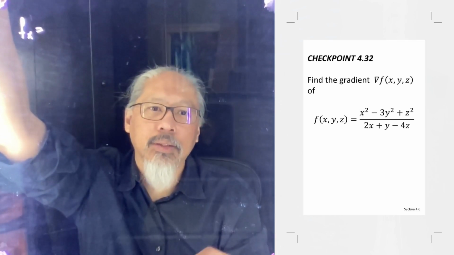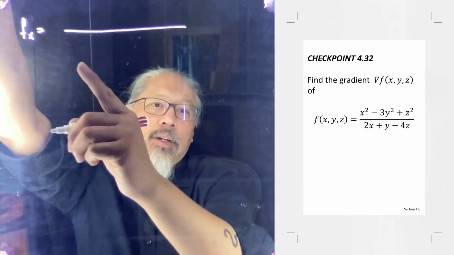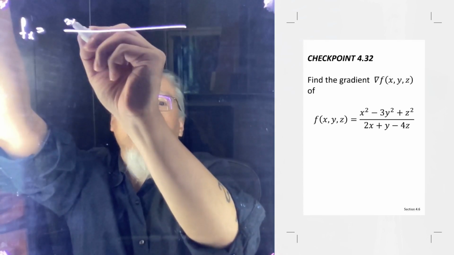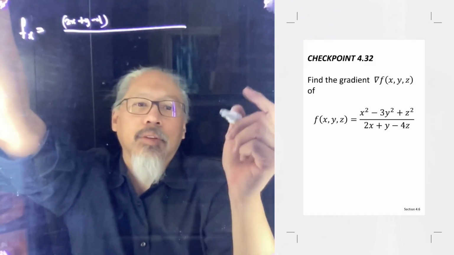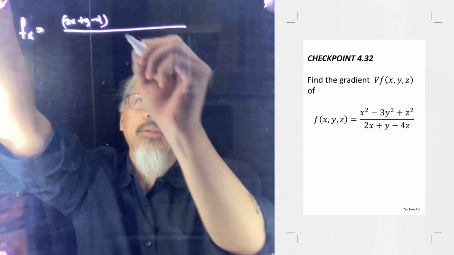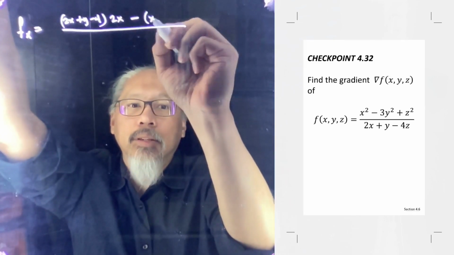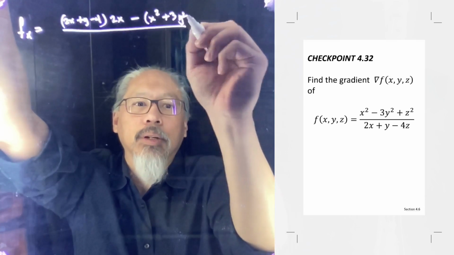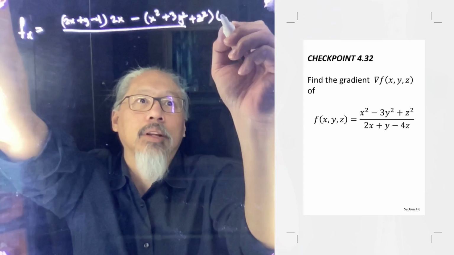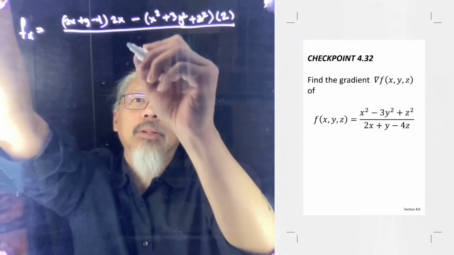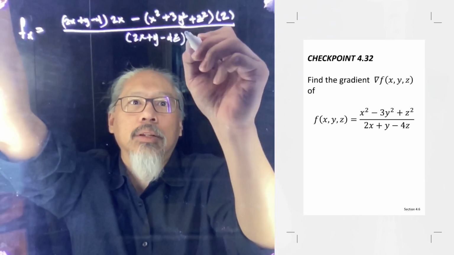Let's start with f_x, and this is a quotient. Let's call it a big quotient. Low d high, so the low is 2x plus y minus 4z. The derivative of the numerator with respect to x is 2x. So low d high minus high, which is x squared plus 3y squared plus z squared, and d low, the derivative of the denominator with respect to x is 2, divided by 2x plus y minus 4z, squared.